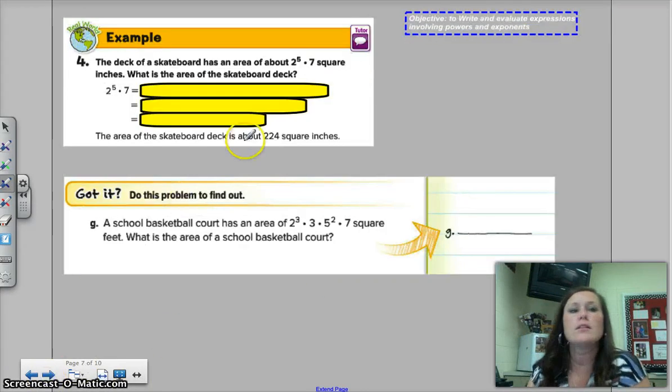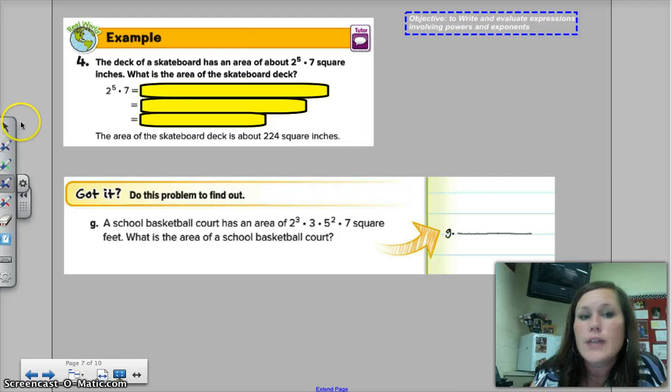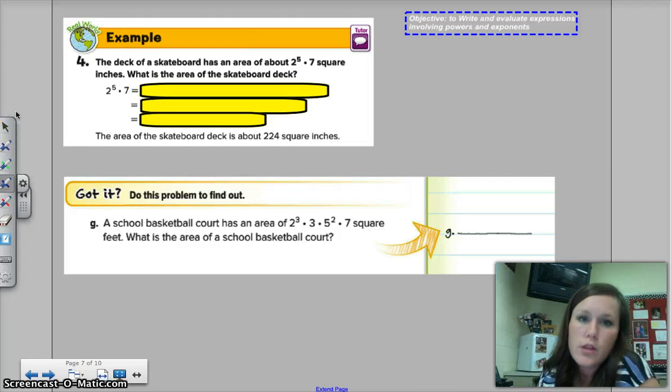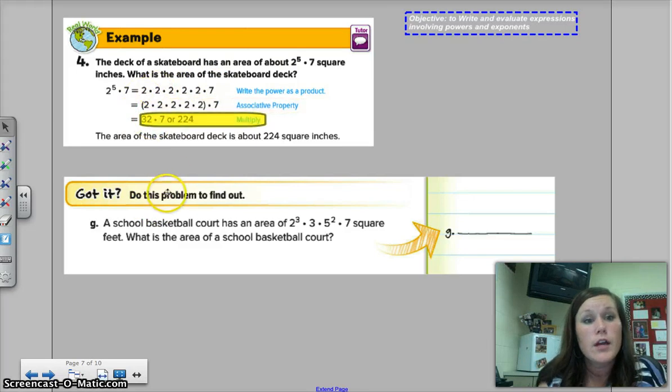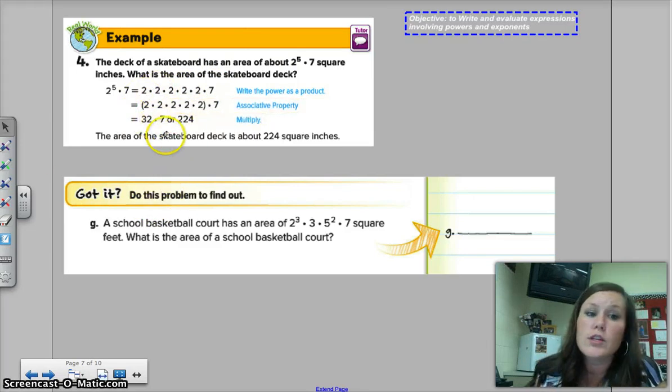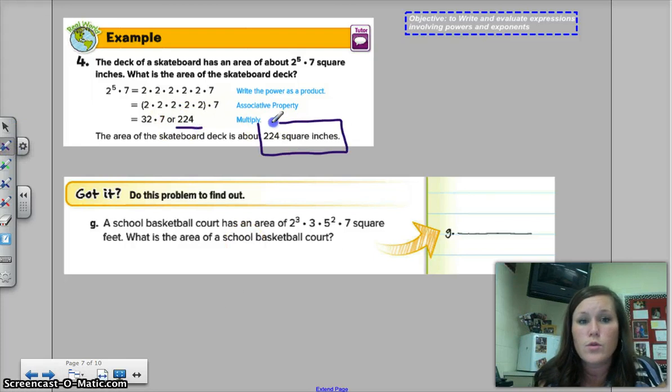All right, let's talk about example 4. The deck of a skateboard has an area of about 2 to the 5th power times 7 square inches. What is the area of the skateboard deck? We're going to simplify this out and write out what 2 to the 5th actually is. 2 to the 5th would be 2 times 2 times 2 times 2 times 2, and then times 7. Simplify that out, group those 2's together, and we end up with 32 times 7, which is a total of 224. So 224 square inches is your final answer there.